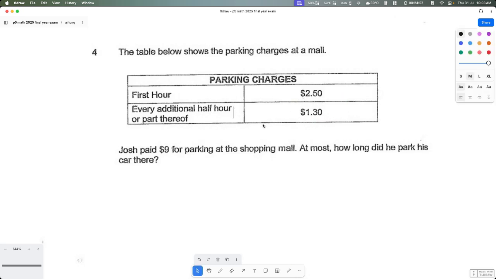So for half hour, I recommend you put the words 30 minutes, so that at least you know. Okay, so now: Josh paid $9 for parking at a shopping mall. At most, how long did he park the car there?